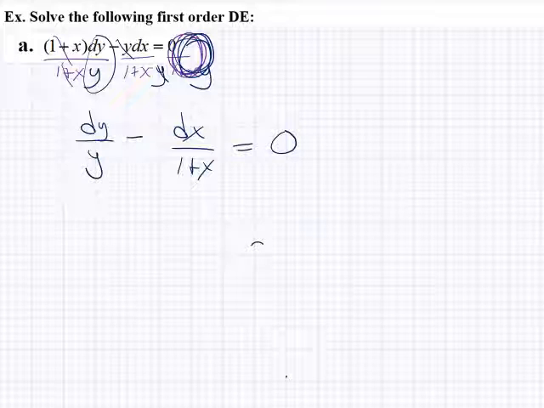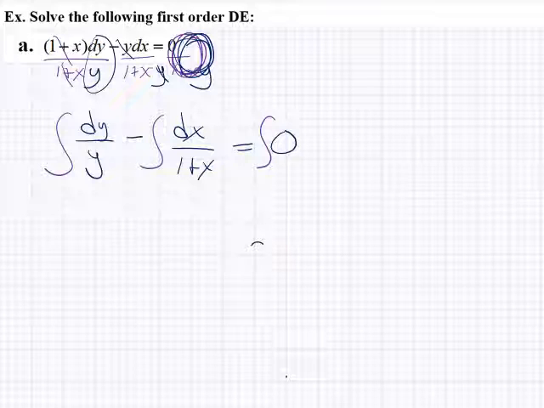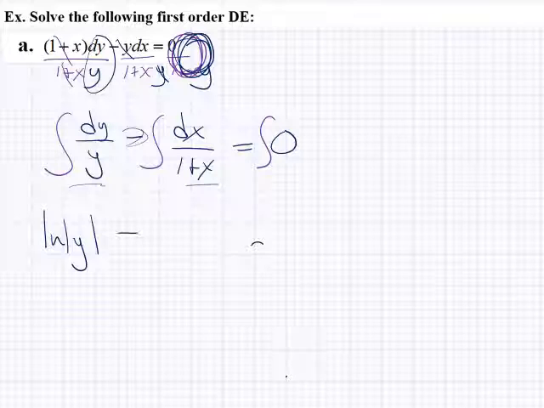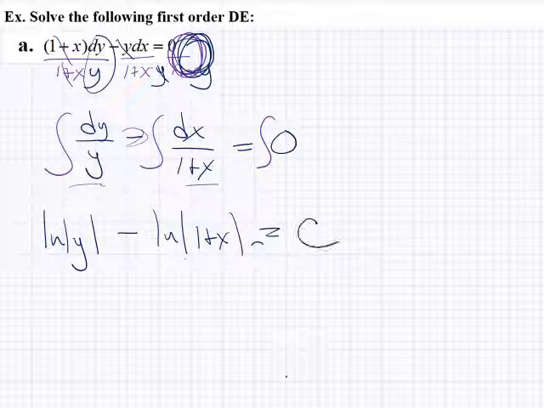Now I have my variables separated. I'll integrate every piece. I'm really integrating both sides of the equation, but since there's a minus here, I can integrate these pieces separately. And ultimately I'm going to get the natural log of y minus the natural log of 1 plus x equals c. Integral of 0 would be c.